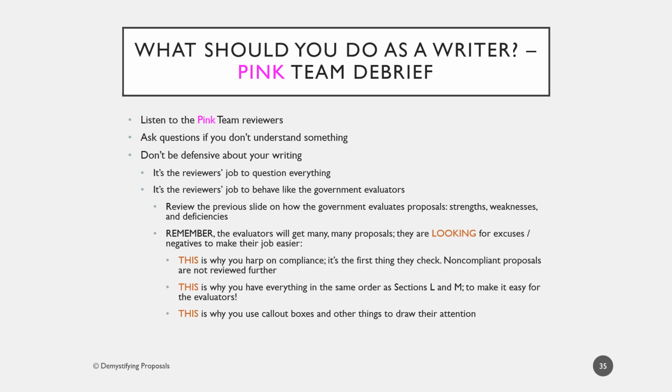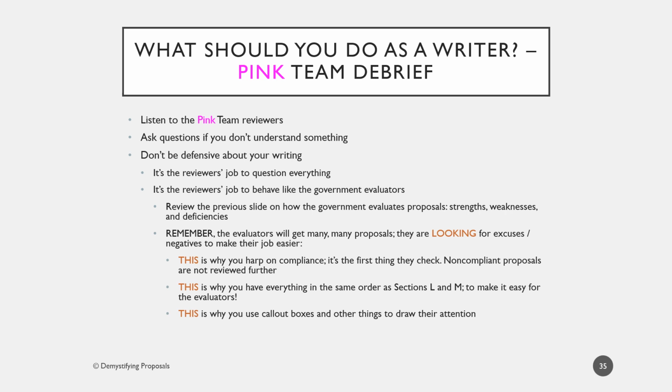It's the reviewer's job to behave like the government evaluators, and they don't know you from a hole in the wall. So they're not going to understand all of those things that internally maybe you understand. So review that slide again on how the government evaluates proposals: strengths, weaknesses, and deficiencies. And remember that the government evaluators are going to read a lot of proposals. And they're looking for excuses. They're looking for negatives to make their job easier, to kick companies out.